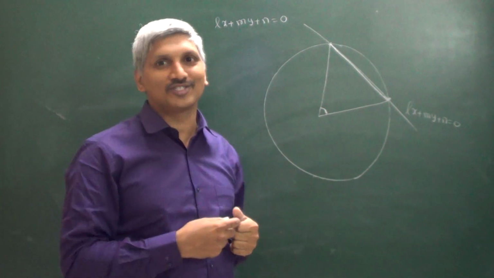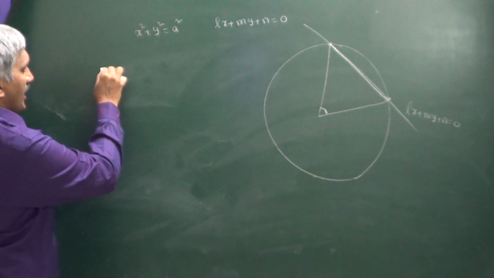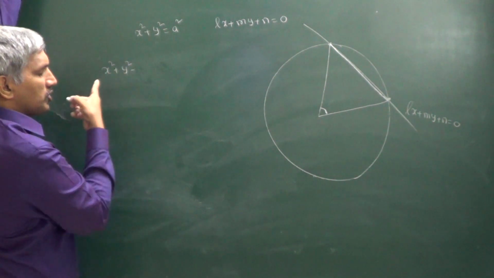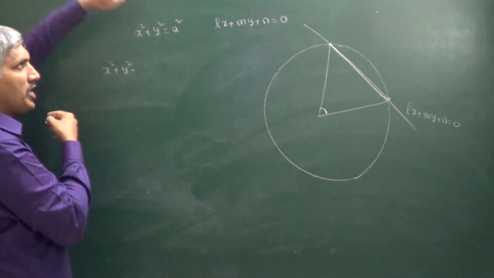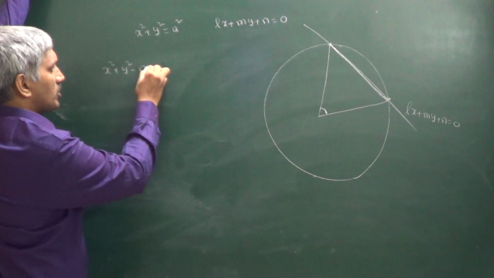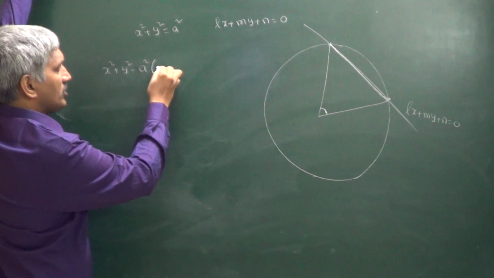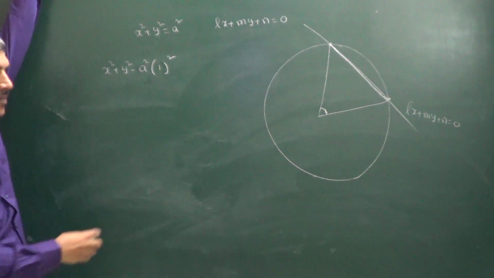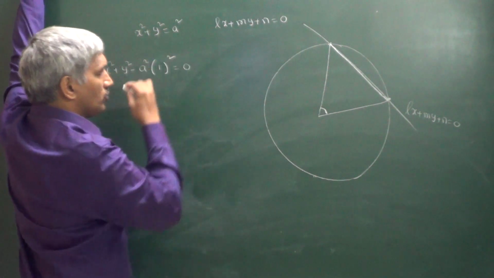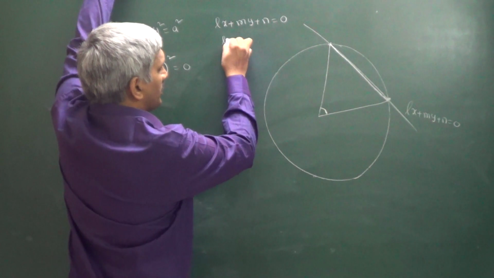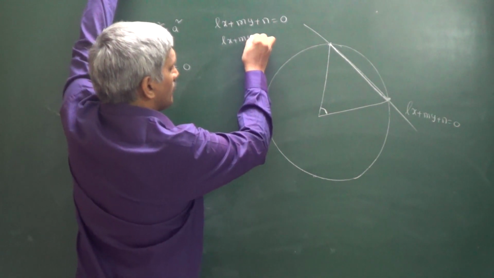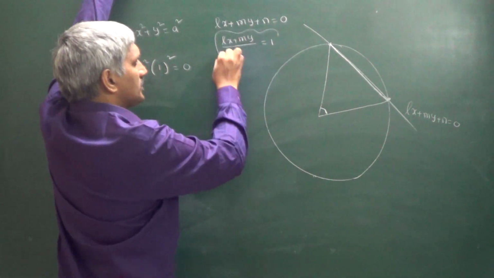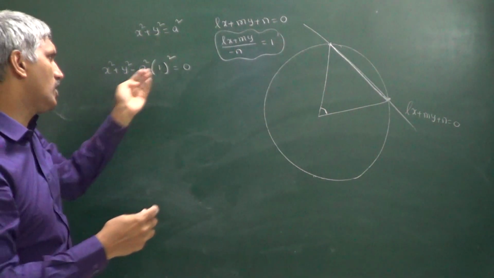We have to do the homogenization. That's what I am doing. x square plus y square. Here there are no first degree terms, only a constant term is there. That's why the constant term is multiplied with 1 square, equal to 0. Now what is 1? Observe here, lx plus my by minus n is equal to 1. This is 1 here. Substitute that 1 here.